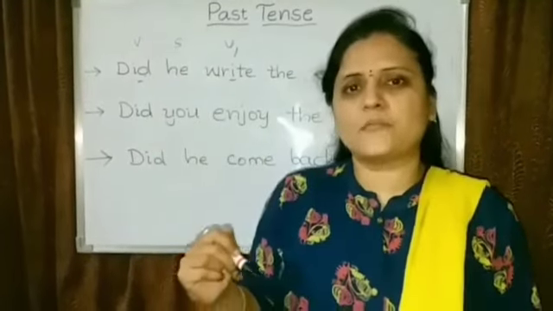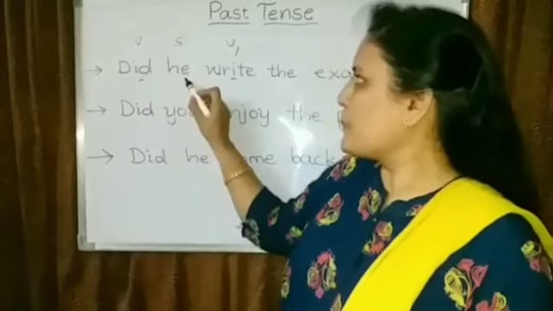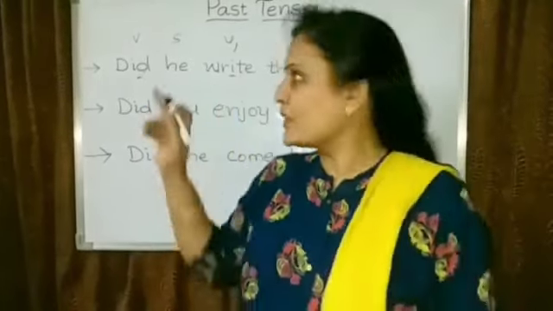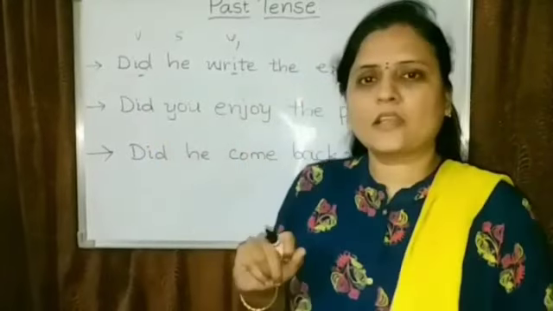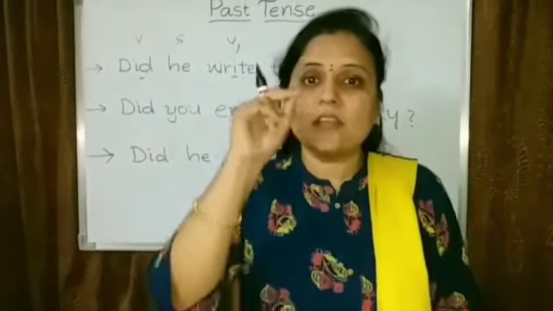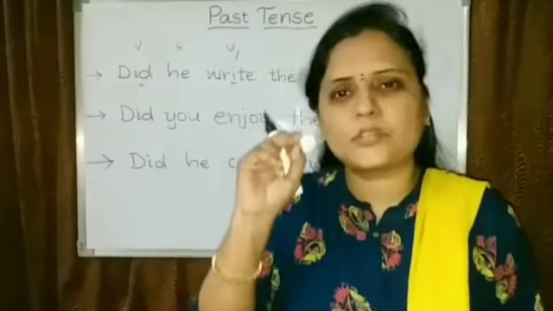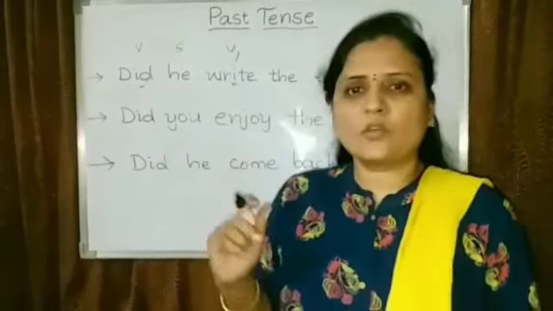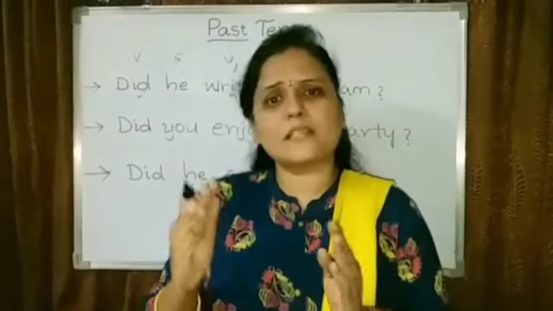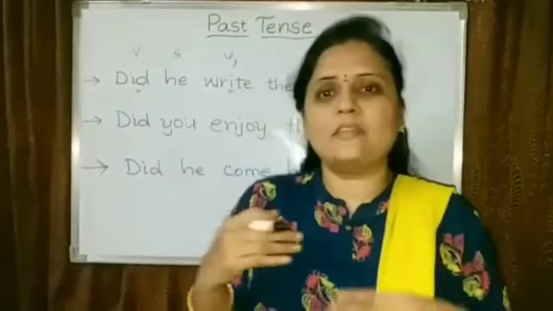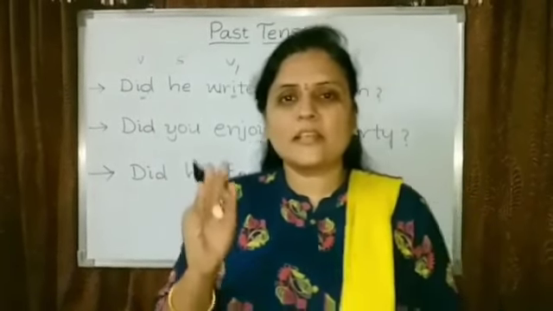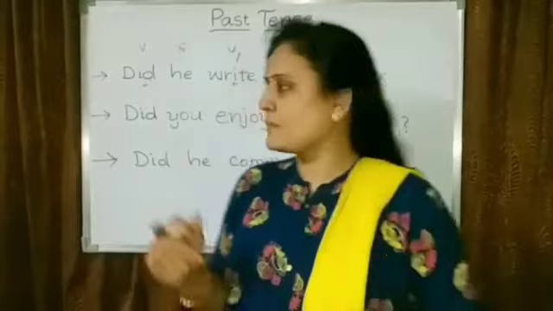So, this is the question form: verb plus subject and then the main verb. So, did he write the exam? And at the end of the question, you have to put a question mark. So, always did plus V1. Please remember, we should not use V2 along with did because did is already in past form.